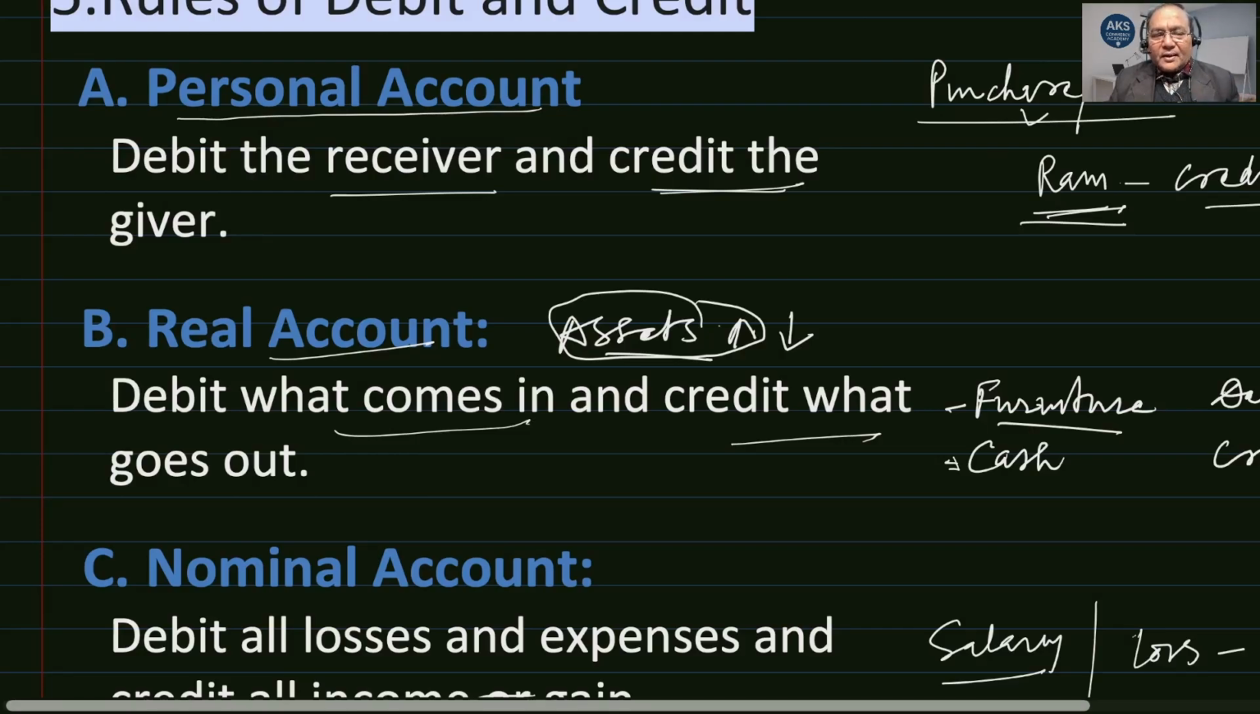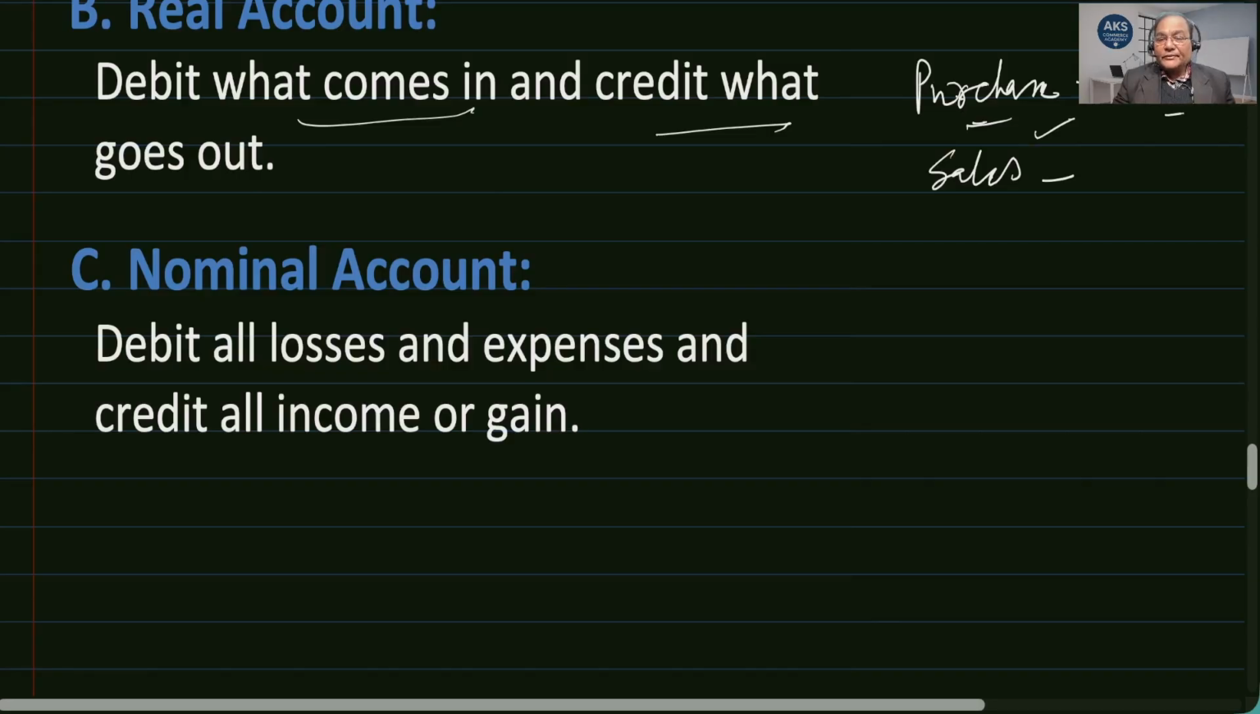I hope this is clear. And let's see now the nominal account. Debit all losses and expenses and credit all income or gain. Losses and expenses, which is expense. If there is any loss, maybe our profit and loss says that a loss has been incurred, so loss is debited. So these are debited.